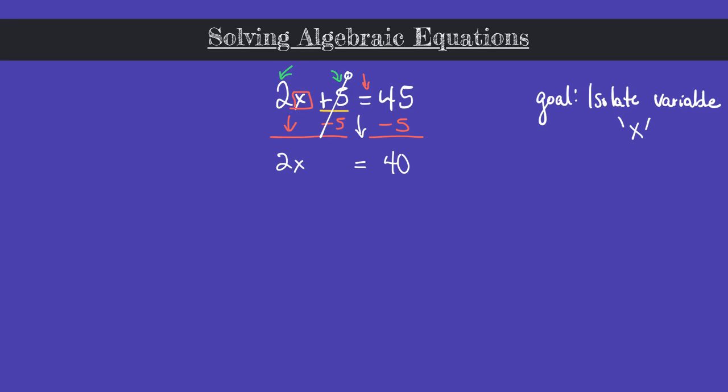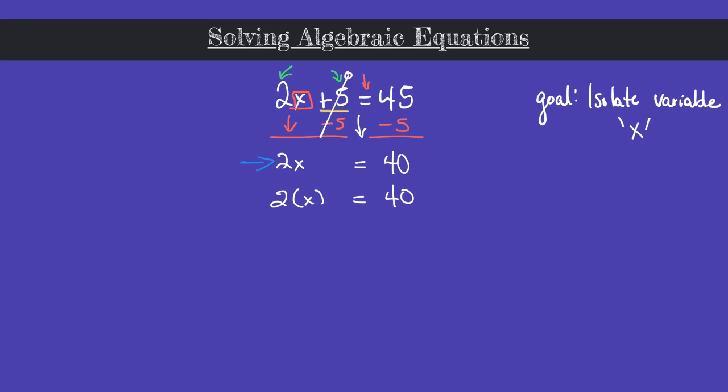Next, what we're going to do is get rid of the 2 that is attached to the x. Now, whenever you see a term written like this, 2x, the operation between them is multiplication. So in other words, it's 2 times what number is equal to 40. So I can rewrite this as 2 times x is equal to 40.